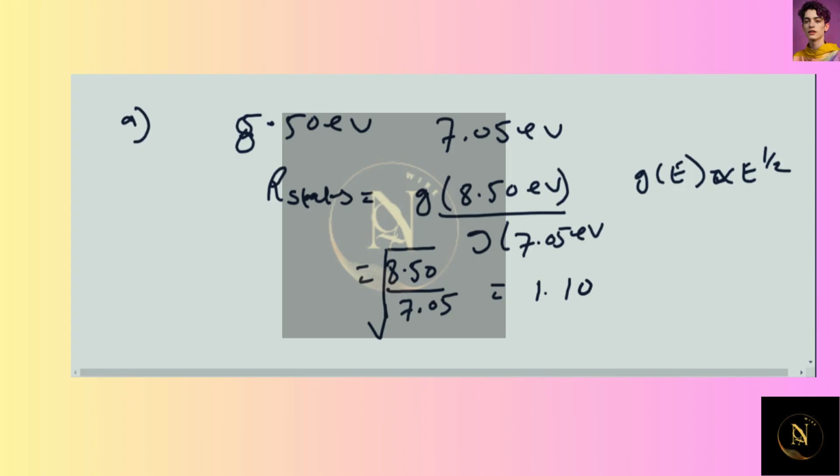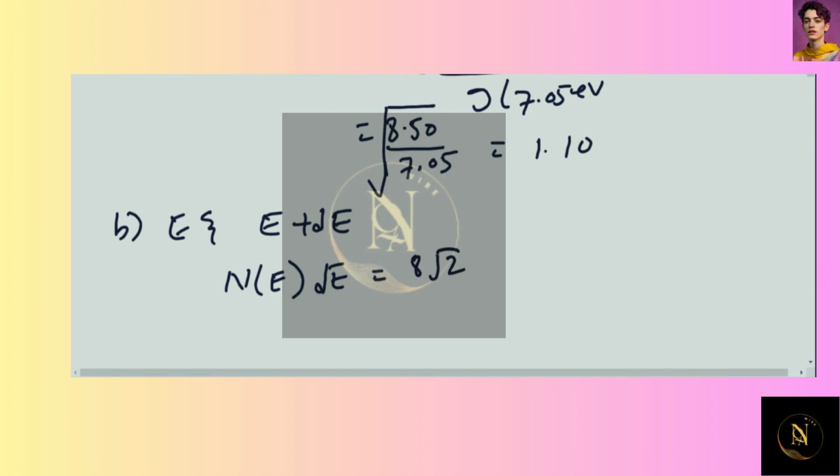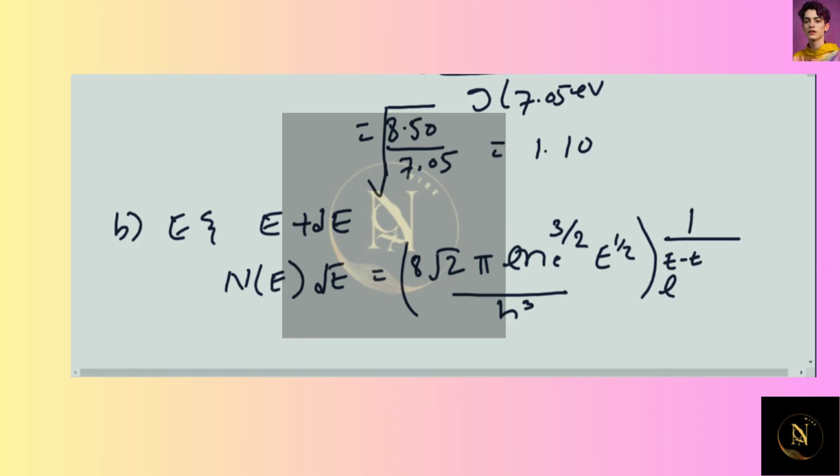For part B of the problem, let me just scroll down. The number of occupied states between energy E and energy E plus dE is given by an equation: N of E dE is equal to 8 times the square root of 2 pi mass of electron to the 3/2 power, times E to the 1/2, divided by h cubed, where h is the Planck constant, times 1 divided by exponential of energy minus Fermi energy divided by kT, where k is the Boltzmann constant, plus 1. This times dE.